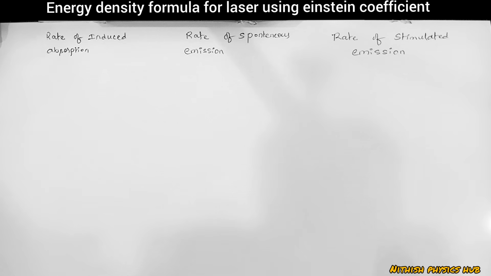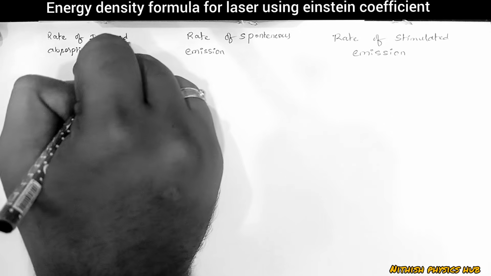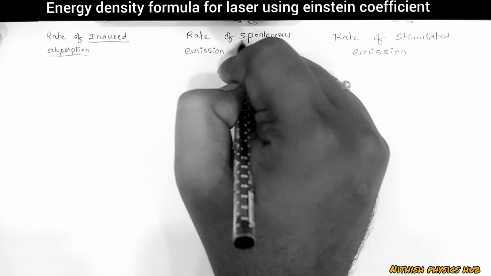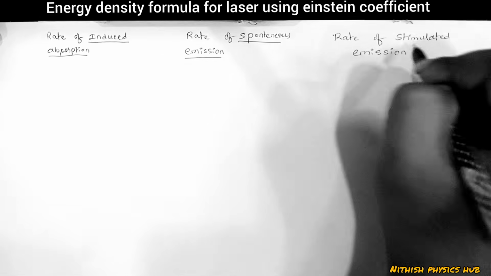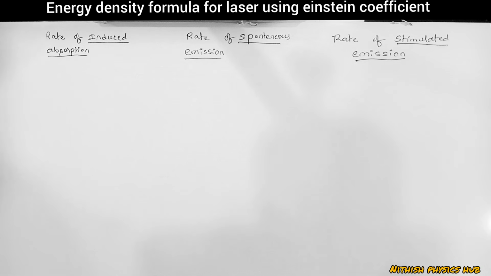So in this session we're going to be discussing a derivation of energy density using Einstein coefficients. You know that in a previous session we discussed the interaction of light with matter. Whenever interaction is happening, three processes happen: induced absorption, spontaneous emission, and stimulated emission. If these three happen in the same stream, then the production of laser will be happening.